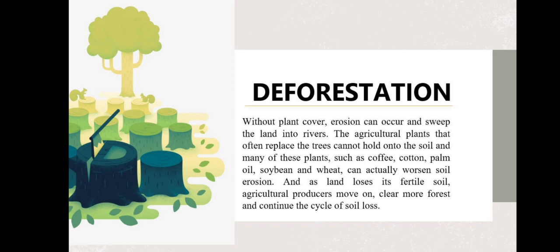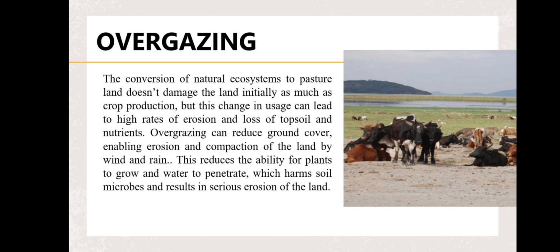And as land loses its fertile soil, ang nangyayari is agricultural producers move on. So, lilipat sila sa ibang lugar at doon naman sila magsisimula ng panibagong cause. So, clear more forest and continue the cycle of soil loss. So, mapapansin natin na kumbaga may cycle din dito. Pag kumbaga hindi na nila dito yung part na papakinabang, lilipat sila. So, puputulin nila ulit yung mga puno, and then dito sa napag-iwanan nila, wala na, hindi na siya mapapakinabangan. Kumbaga nagre-recycle lang sila.